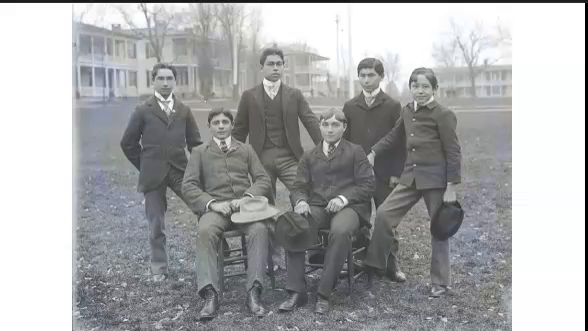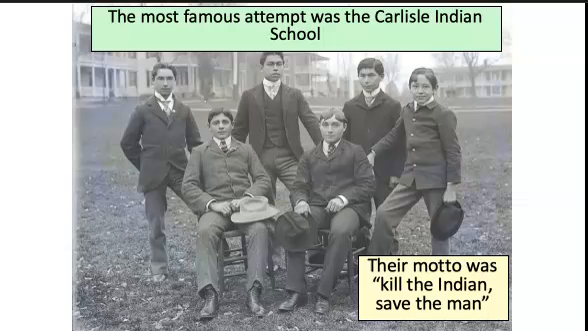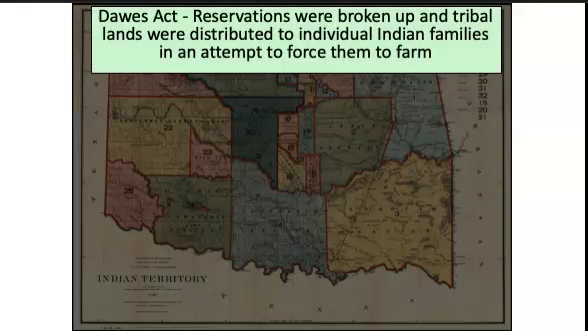The most famous attempt was the Carlisle Indian School, as reformers advocated formal education, job training, and conversion to Christianity. They set up boarding schools such as the Carlisle School in Pennsylvania to segregate American Indian children from their people and teach them white culture and farming and industrial skills. Their motto was "Kill the Indian, save the man." And this new phase in the relationship between the U.S. government and American Indians was incorporated in the Dawes Act of 1887.